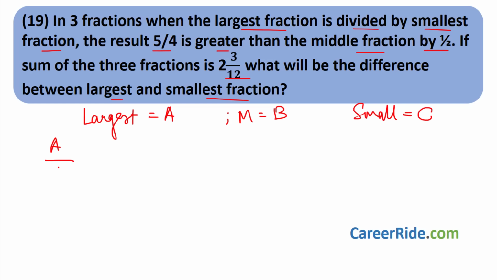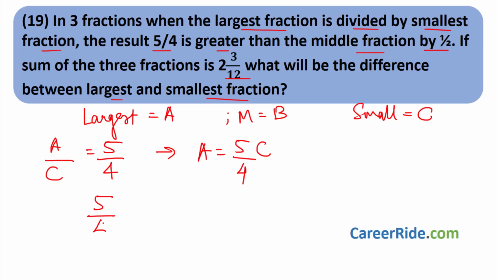Okay, what have they given? When the largest is divided by smallest, the answer is 5 by 4. Okay, so what do we get? A is 5 by 4 times of c. Okay, also the result 5 by 4 is greater than middle fraction by 1 by 2. So 5 by 4 is nothing but middle fraction plus 1 by 2. So middle fraction greater than middle fraction by 1 by 2 is nothing but this result.